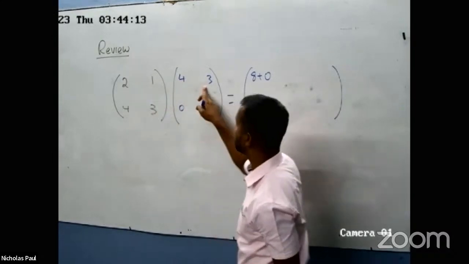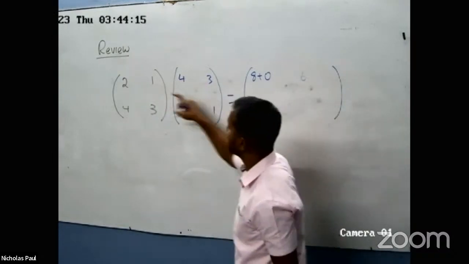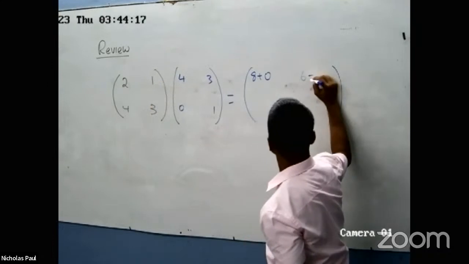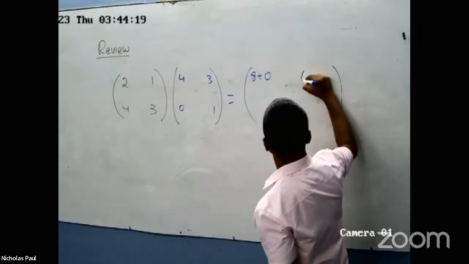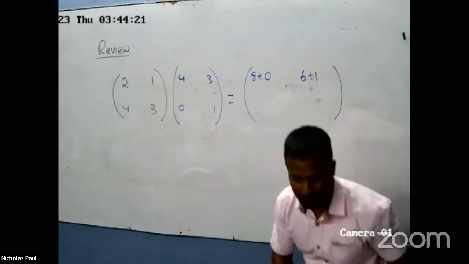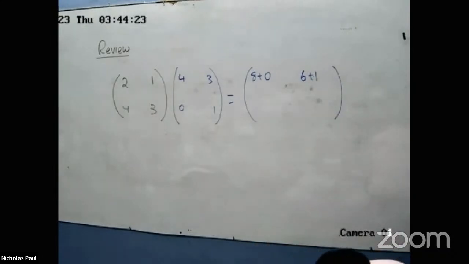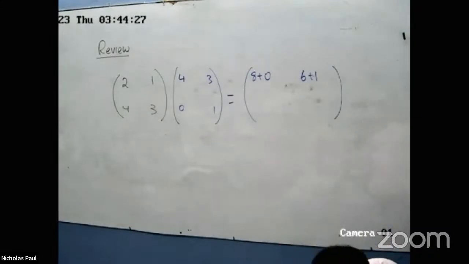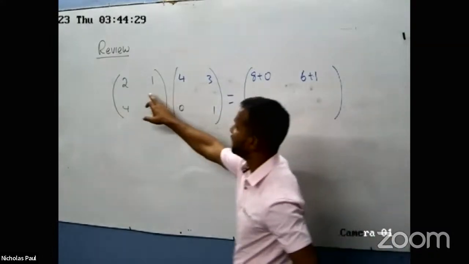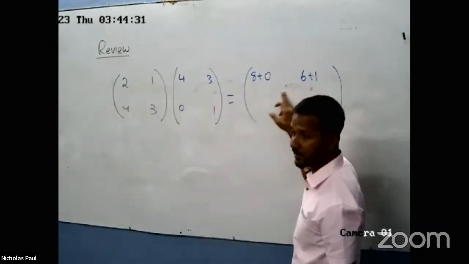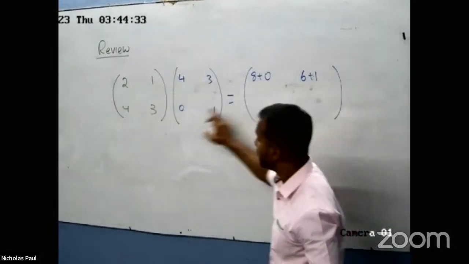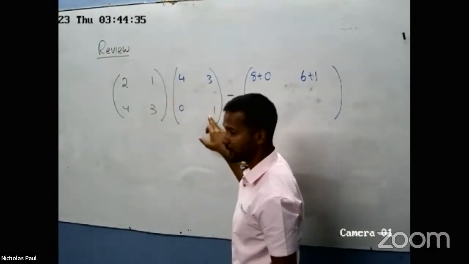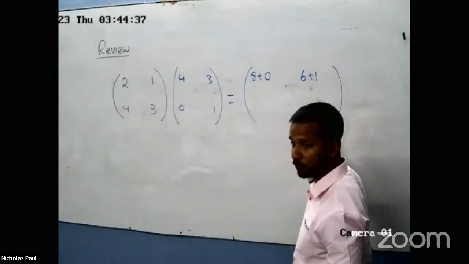So that's 2 by 3, which is 6, and 1 by 1 is 1. All right. So we need to remember that this first row will give us all the answers for the first row here. This second row will give us all the answers for the second row.